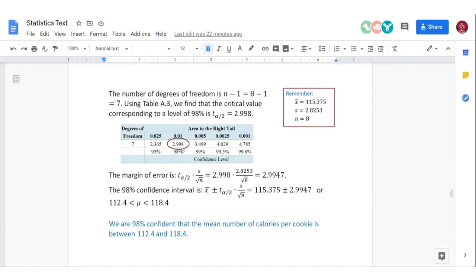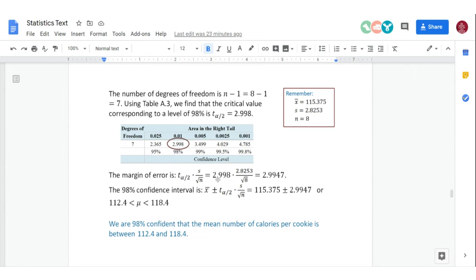But like I said, if you use the bottom, then you can't really go wrong, because it lines up that way. All right, so we had an X bar of 115.375, an S of 2.8253, and an N of 8. Notice that now when we go back to do the calculation, we go back to the N, not the 7. That was the degrees of freedom that we just looked up in the table.